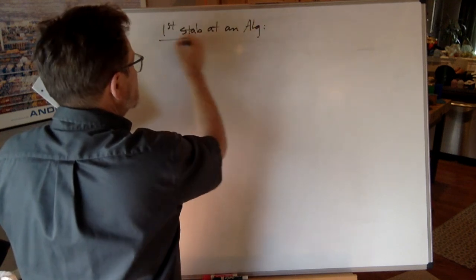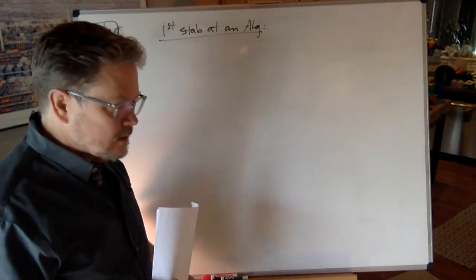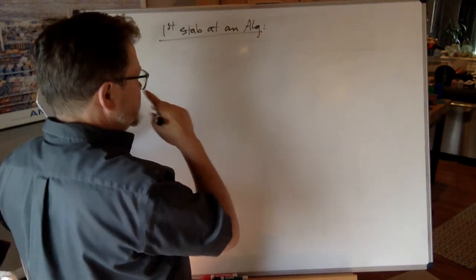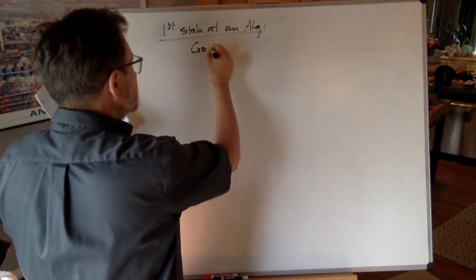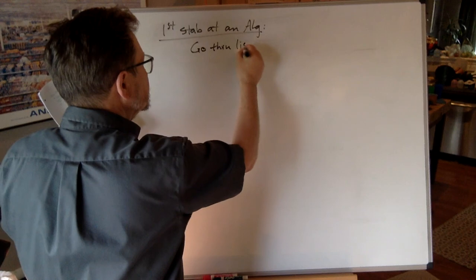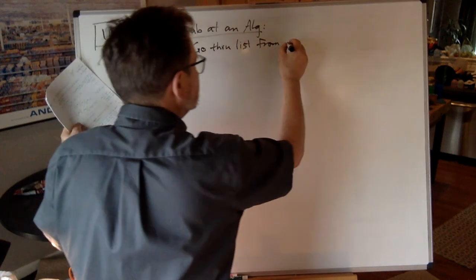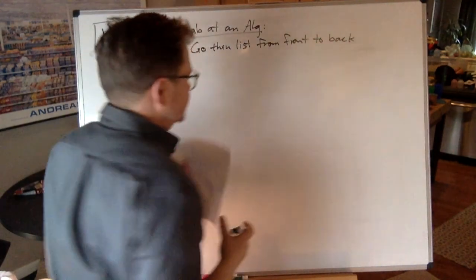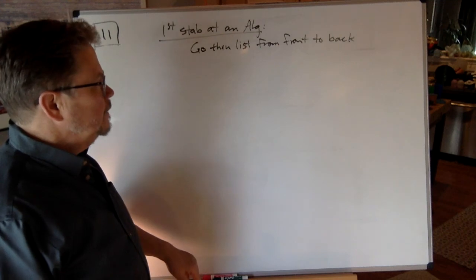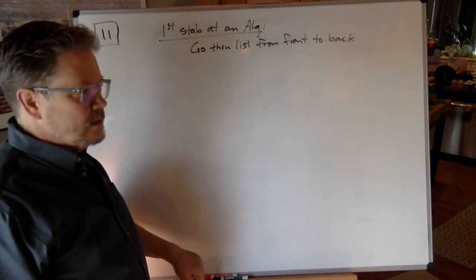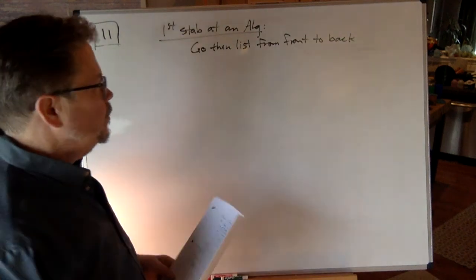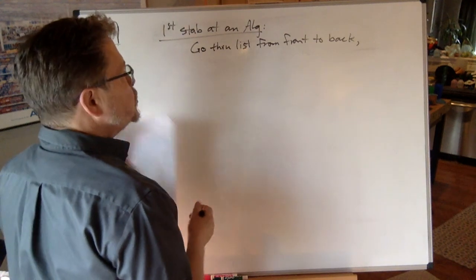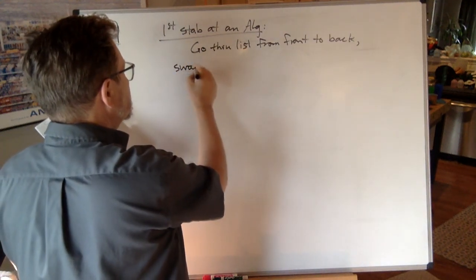It's not officially an algorithm until you write it down in a very clear, concise sequence of steps. That's not exactly what this is going to be. This is just going to be a description of what we did. Go through the list from front to back. Well, we did that, but that's not even a single step all by itself. We did go through the list from front to back. What were we doing when we did that? Go through the list from front to back, comma, swapping pairs of numbers that are out of order.